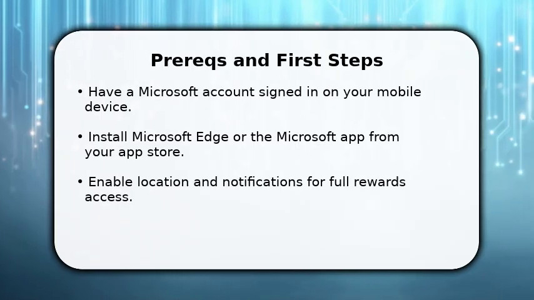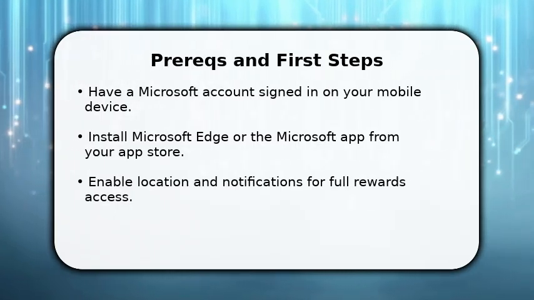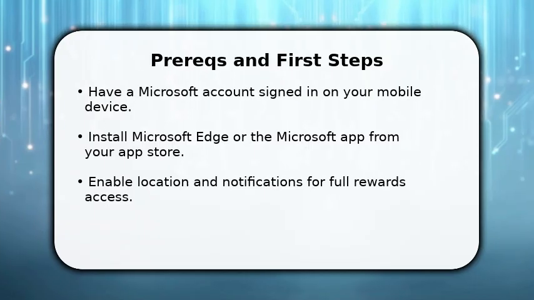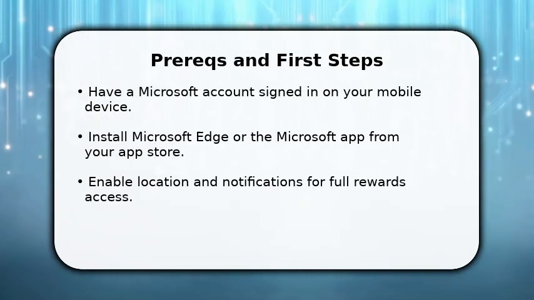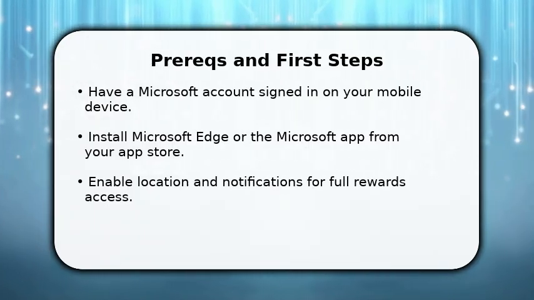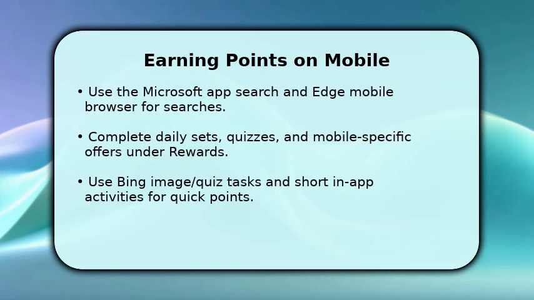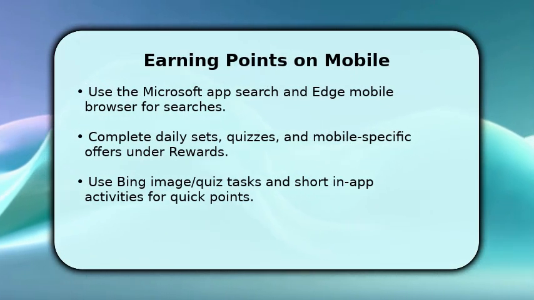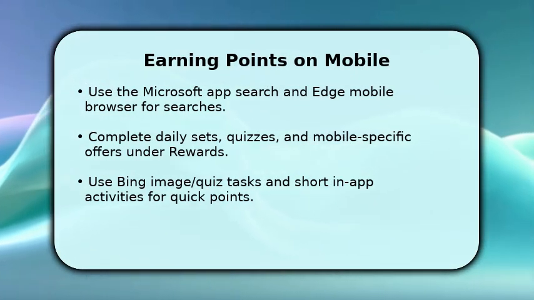Now tap the profile icon and confirm your reward status. That first check makes subsequent steps faster and avoids lost points. You'll earn by searching and completing daily tasks. Use the Microsoft App Search or Edge for Bing searches to record activity.